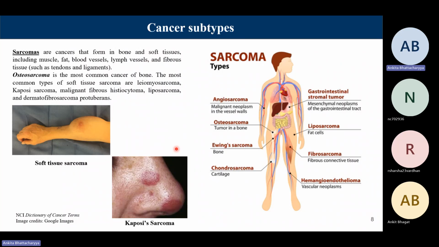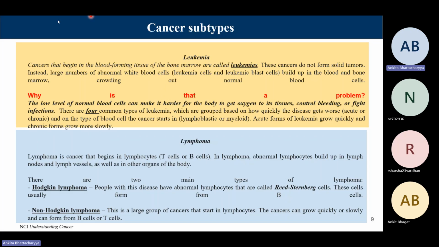Other types of examples were also cited. You can see two key examples of soft tissue carcinoma and Kaposi sarcoma indicated in these images shown. But apart from that, other types of sarcomas are also known, like angiosarcoma, osteosarcoma, Ewing's, chondrosarcoma in cartilage, GI stromal tumor, fat cell based liposarcoma, the fibrous connective tissue sarcoma, etc. So all of these are different subtypes.